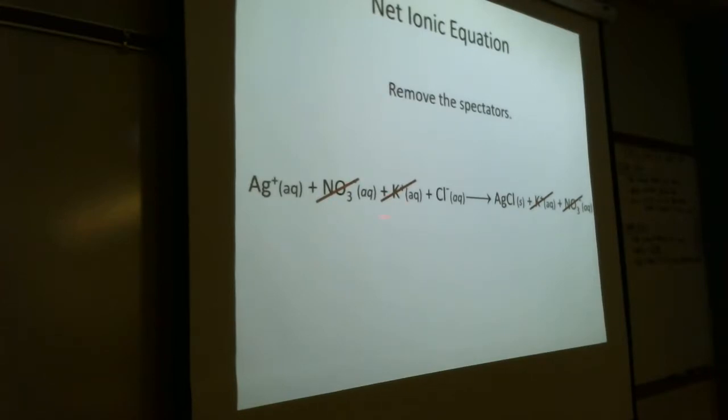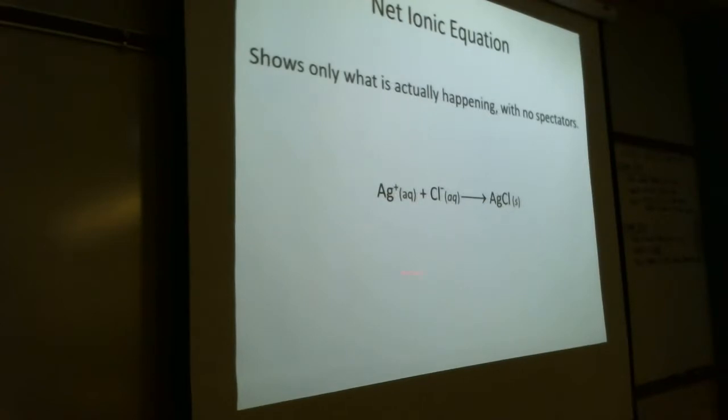So same thing here, right? This nitrate and this K plus, they're not actually reacting. They're just floating around in the solution. They're not doing anything. So what you're left with is the net ionic equation. And so that shows what's really happening.